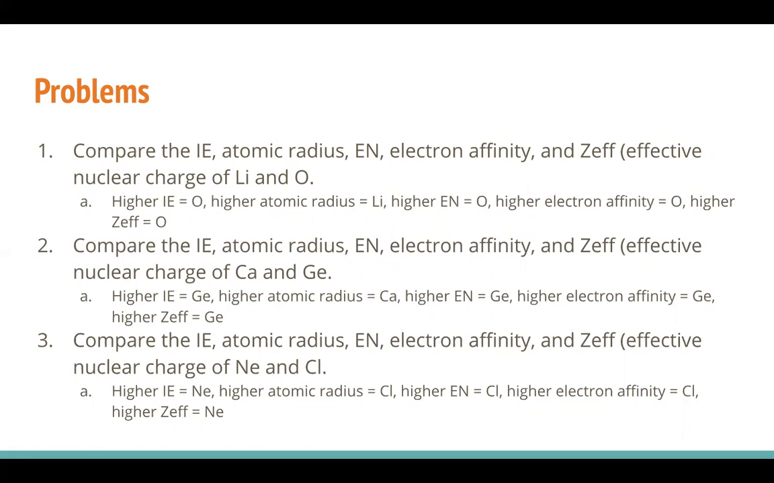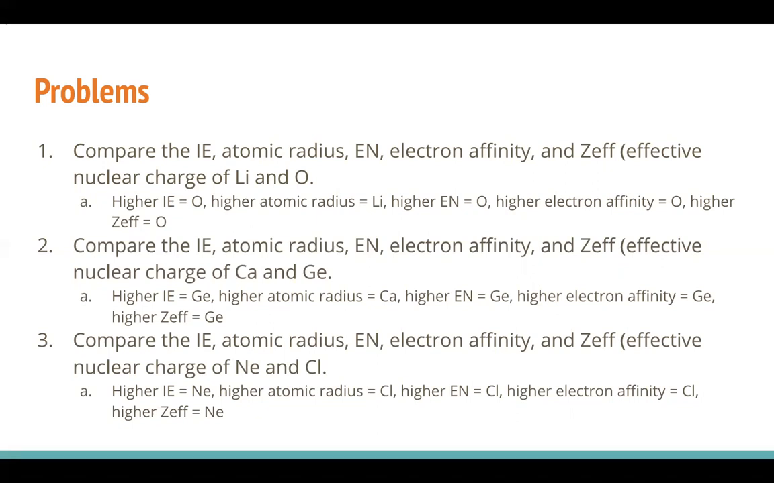And so for the second one, you can just do the exact same thing. Just look at the periodic table. And based on this, you can see that germanium has a higher ionization energy, electronegativity, electron affinity, and effective nuclear force. But calcium would have a higher atomic radius because it has less protons, and so it has less attractive force. The last one might have tripped you guys up a little bit, but hopefully not.